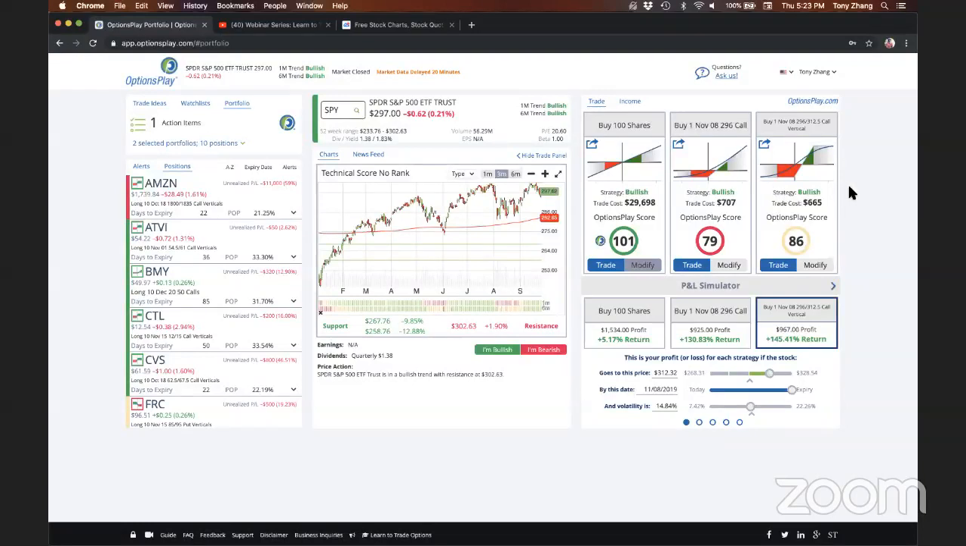Chris is saying, how does POP relate to Delta, if it does? POP and Delta are different. They're both probability-based indicators, but Delta tells you the probability of the call or put being in the money, so 1 penny above or below the strike price, versus POP, which tells you the probability of the strategy being profitable. The POP is based on the break even of your strategy, so it depends on the price that you purchase that call or put at.